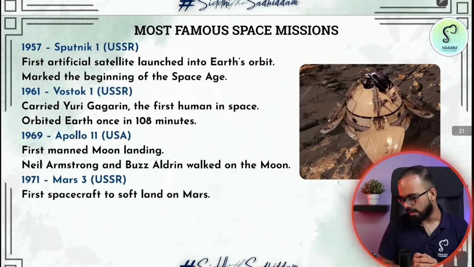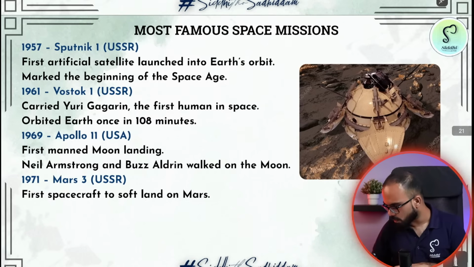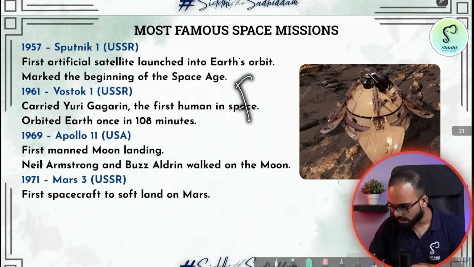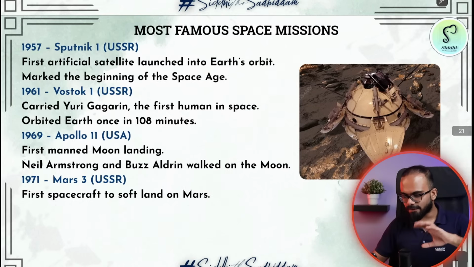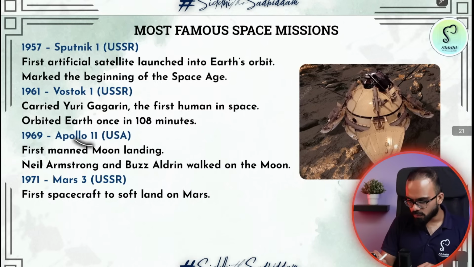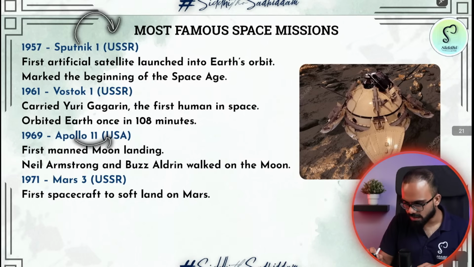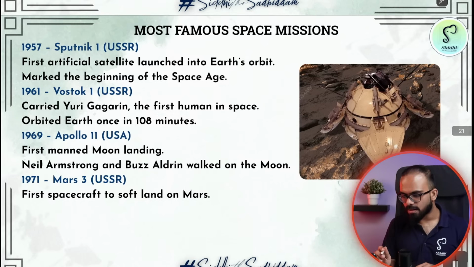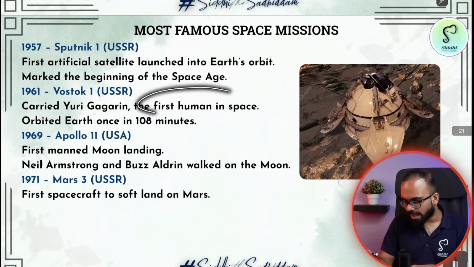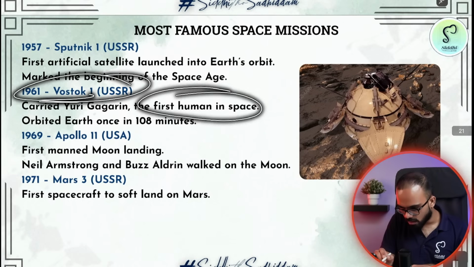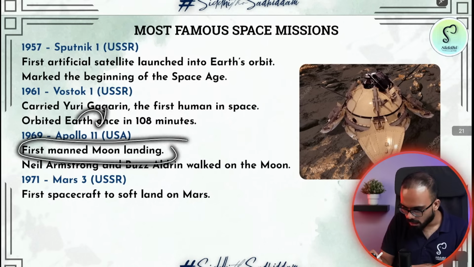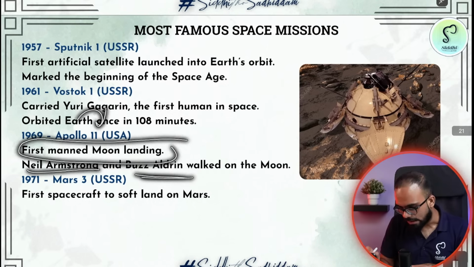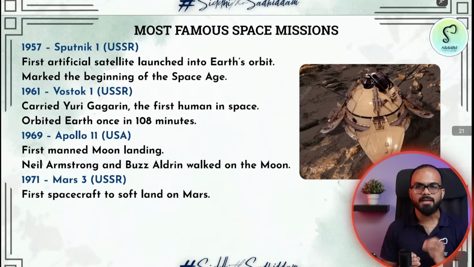Now, in the second part, we need to look at some of the most famous space missions. This is factual. I gave a list of famous missions, and they can ask you match-the-following questions. For example, Sputnik, USSR. Vostok, USSR. Which is the first mission that carried a human to space? Vostok, Yuri Gagarin. Next, the first manned moon landing mission, Apollo, Neil Armstrong and Buzz Aldrin. These are factual portions, and they can ask match-the-following type questions.